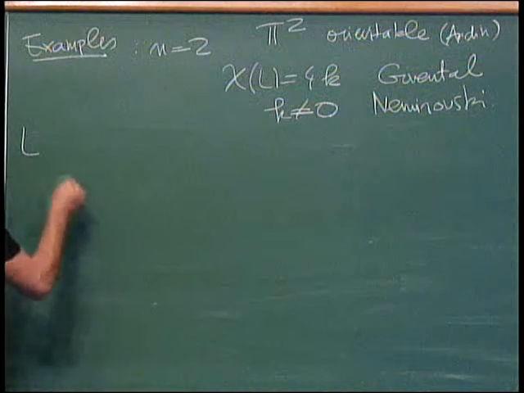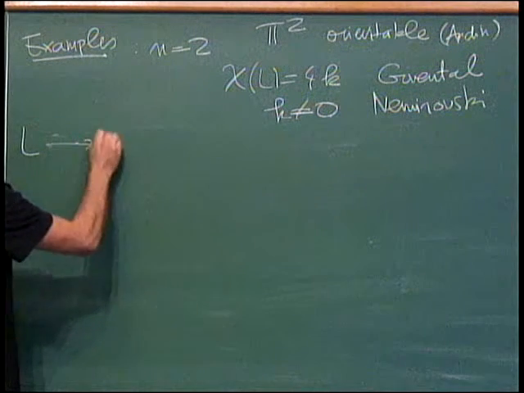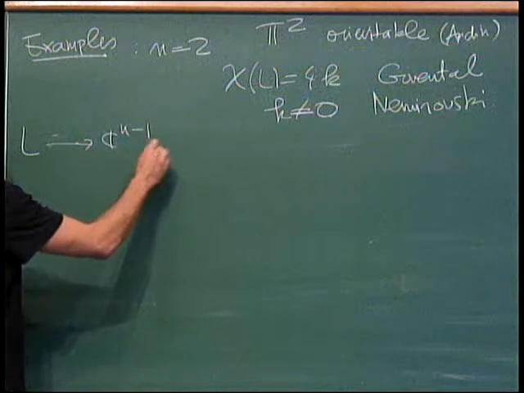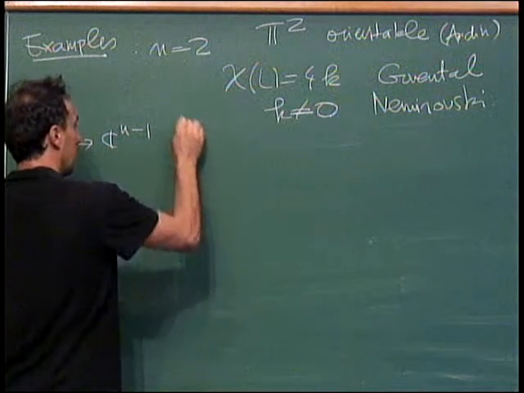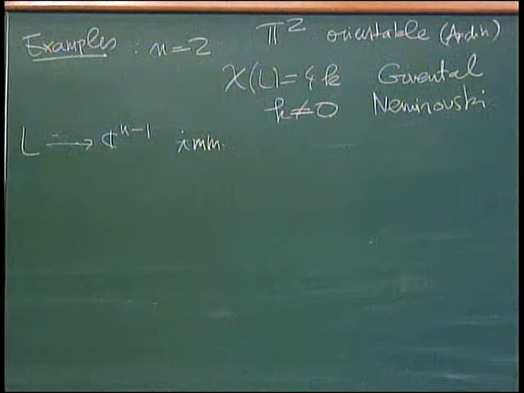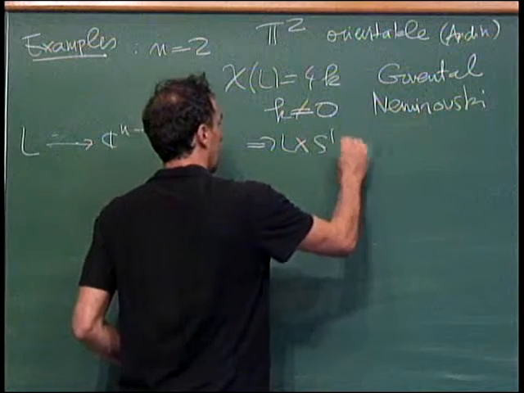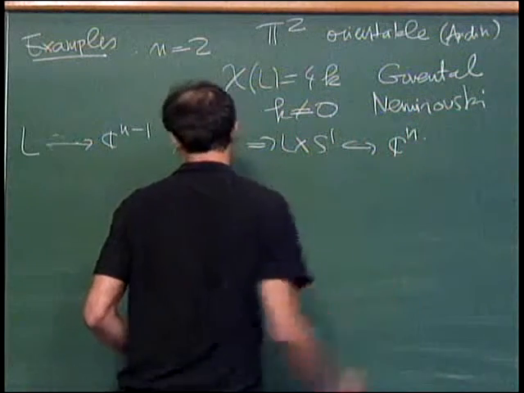And for general n, historically we have this result again of Audin saying that if L is immersed in Cn minus 1, the immersions are flexible, they obey the h-principle, right? So then L times S1 embeds into Cn.